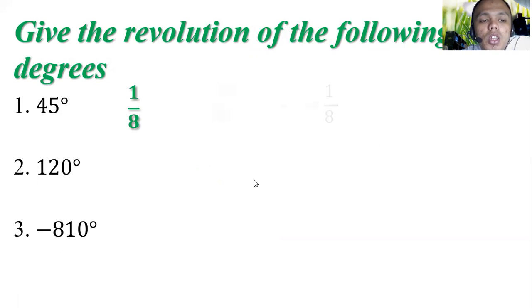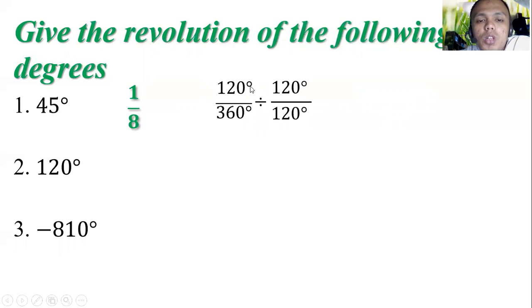Next, 120 degrees. Divide by 360 degrees and get the lowest term. The common factor here is 120. 120 divided by 120 is 1, and 360 divided by 120 is 3. So we have 1/3.